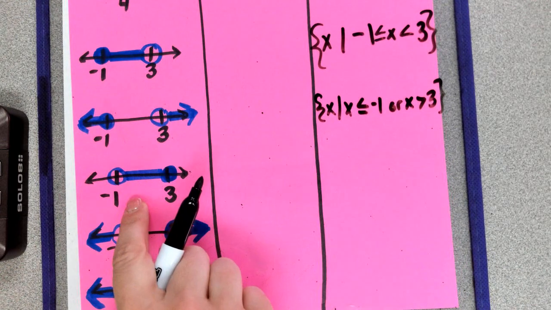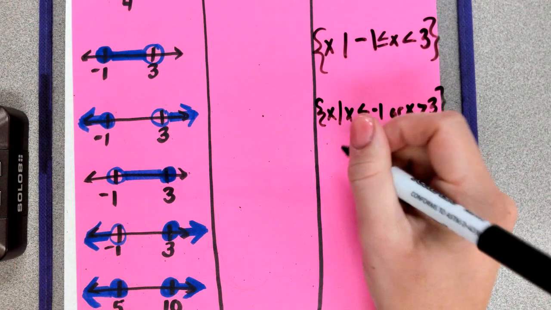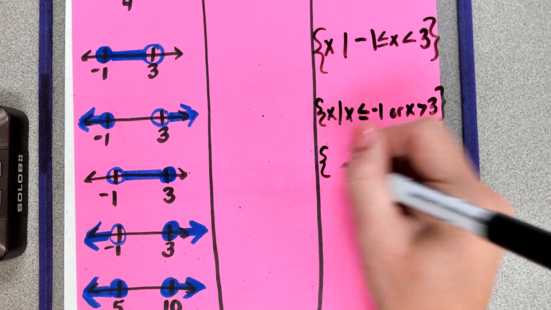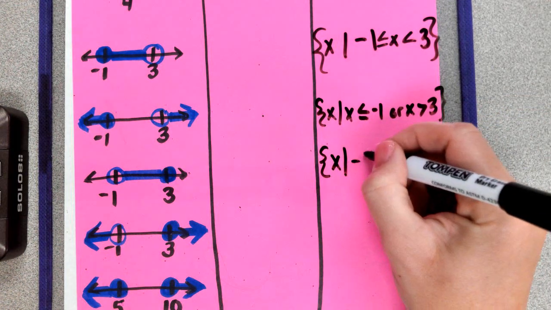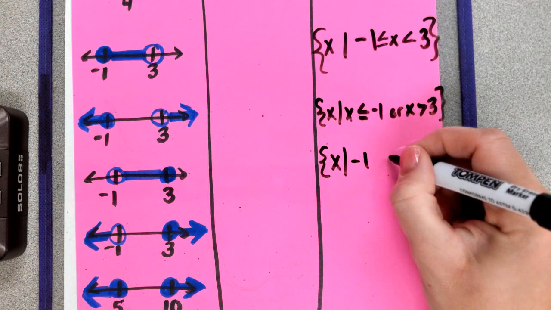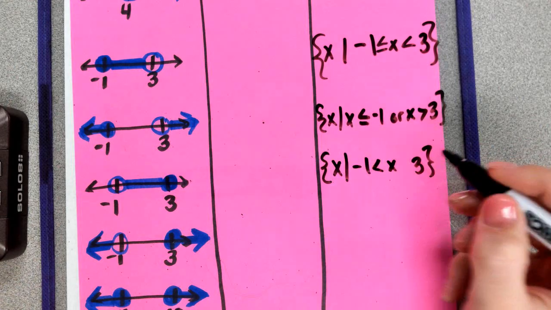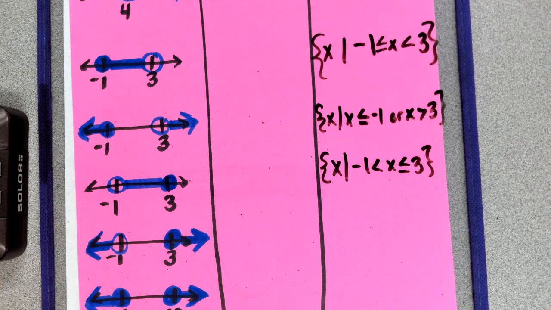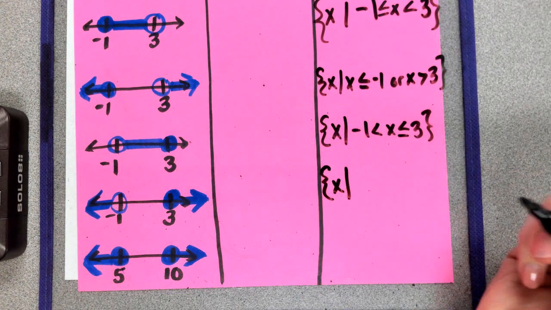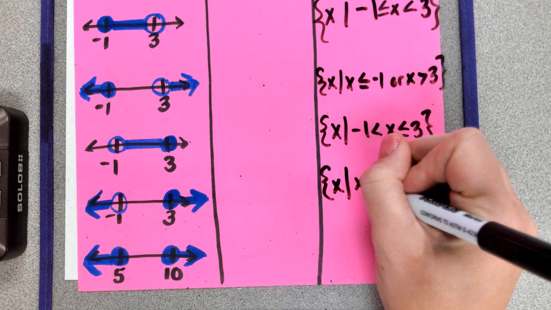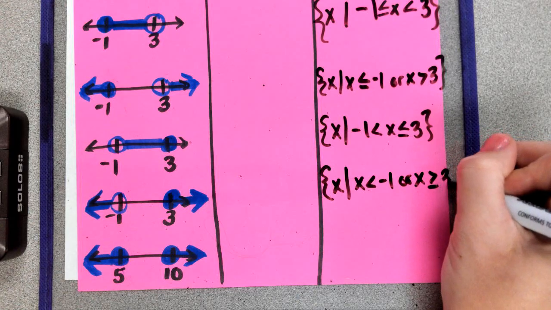Okay? This one is similar to the previous one, right? Except it is going to be x such that, so x is in between -1 and 3 this time. But it does not include -1, so no equal to, and it does include 3, so equal to. And then this one would be the set of all x such that x is less than -1, or x is greater than or equal to 3.